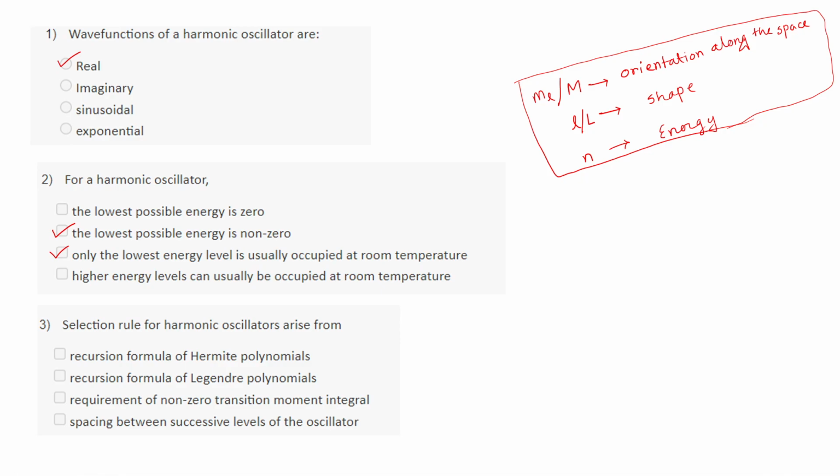So let us come back to the questions. The third question: selection rule for harmonic oscillator arises from what? Is it Hermite polynomial? Yes. And where did you read Legendre polynomial? Can you remember? Rigid rotor. Yes, Legendre. And that is referred to the theta part in the hydrogen atom. And what are the polynomials?